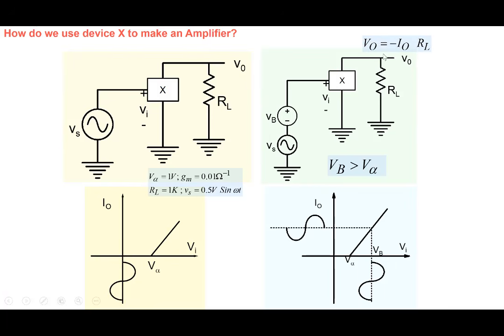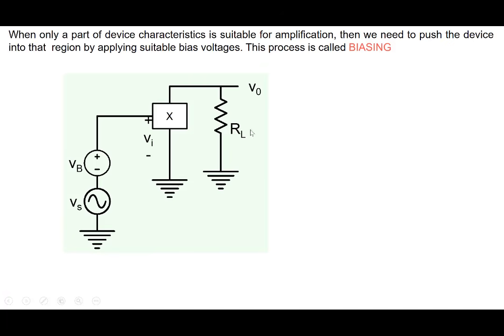Okay, so V0 is nothing but, I0 flows in this particular direction, so V0 is minus I0 RL. If you ignore the minus sign for a moment, the phase change, V0 is directly proportional to I0. So by this means, we will be able to amplify our signal Vs, provided we have a DC signal which biases my transistor, a hypothetical transistor, at this particular place.